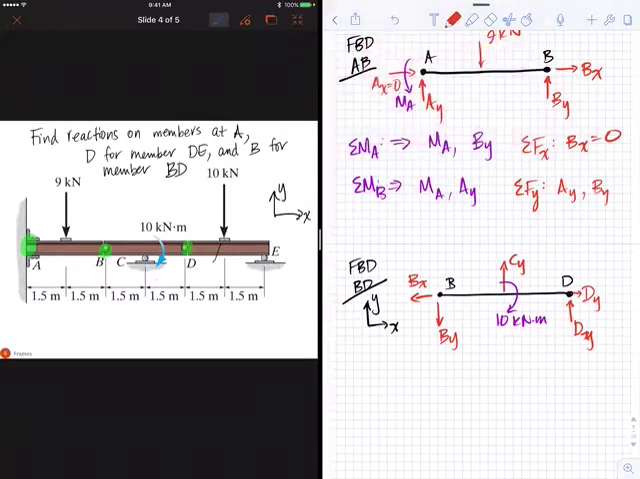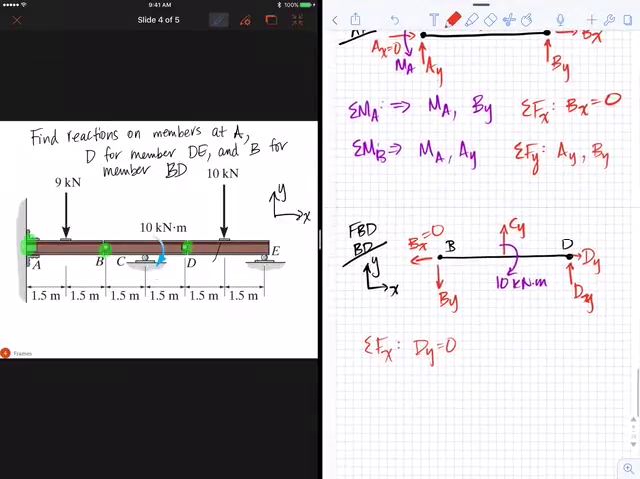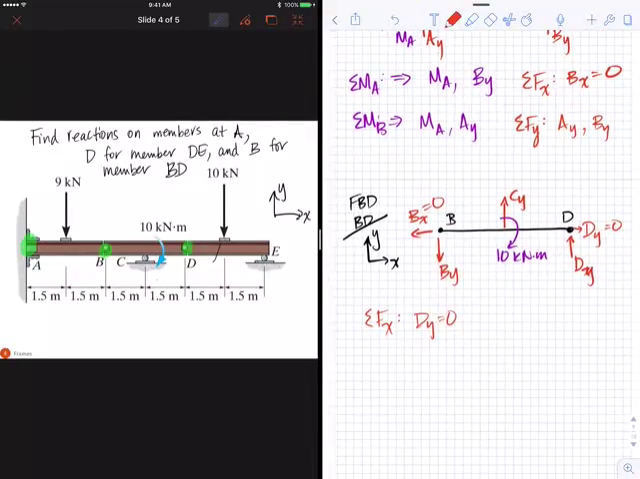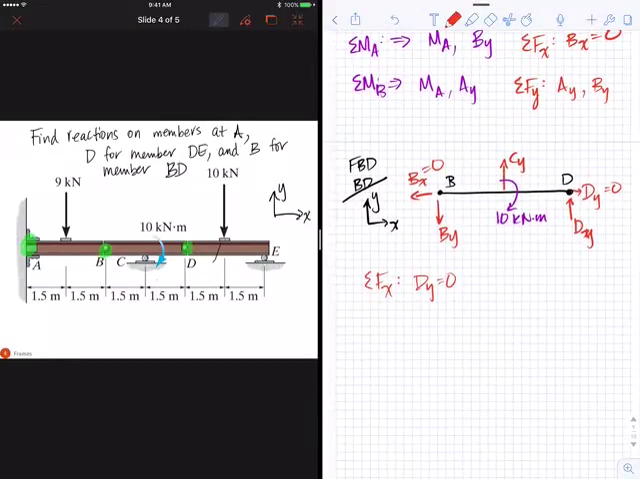Now we already know BX is equal to 0. Sum of forces X will tell us that DX is equal to 0. But still we have 1, 2, 3 unknowns. So another section that we can work with that's going to be a little bit easier. We need the forces in member DE anyway. So let's do DE and see what that gets us.